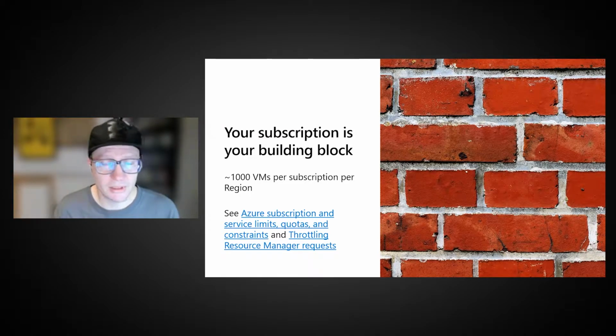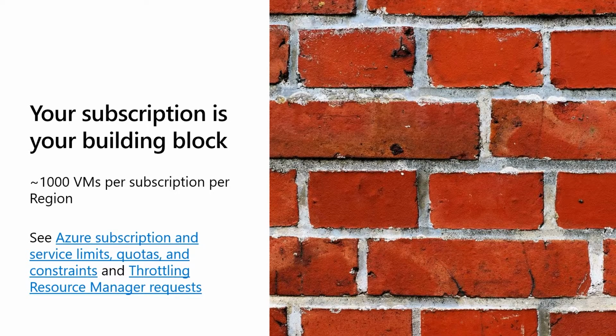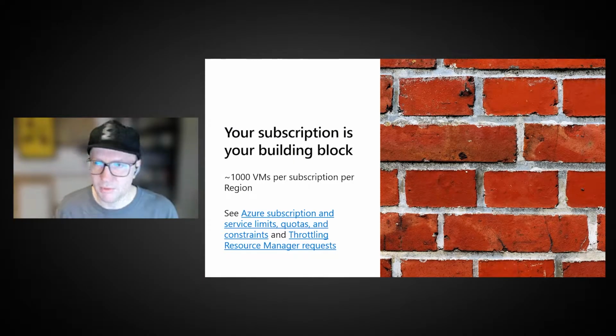Speaking of constraints, when you want to look up all the constraints around Azure and WVD, I put two links in the slide there: one for the Azure subscription quotas and constraints, and also a link to the throttling of Resource Manager requests. Those are the two best pages to go to for looking at constraints for your environment. But you'll not go far wrong if you keep to that rule of 1,000 VMs per subscription per region, and then use your subscriptions as a building block.